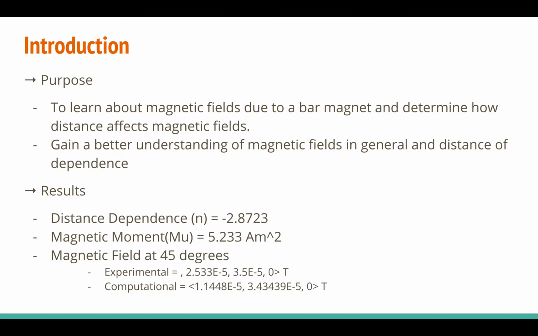The magnetic moment mu was 5.223 A·m², and the magnetic field at 45 degrees experimentally was 2.533e-5, 3.5e-5, 0 teslas, and computationally it was 1.1448e-5, 3.43439e-5, and 0 teslas.